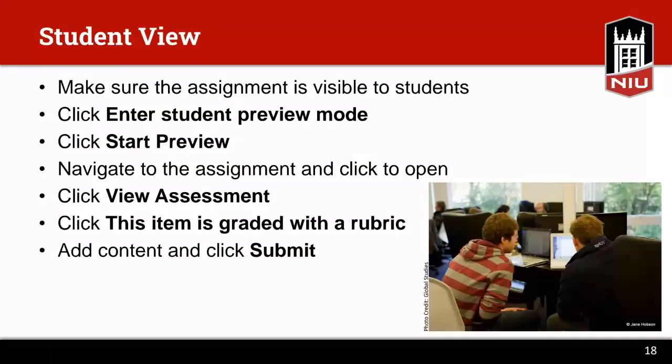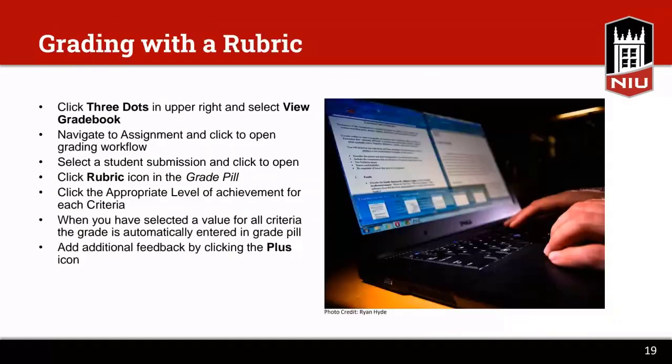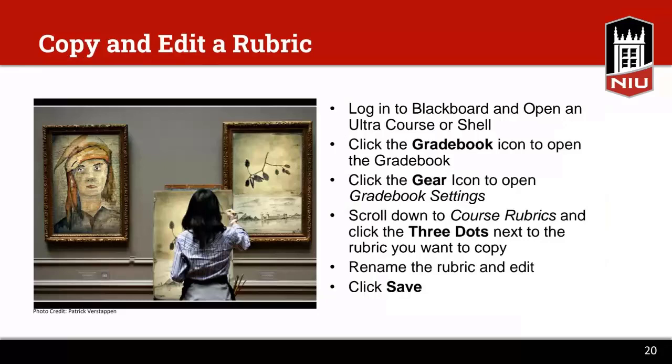From the student view, students will be able to view the assessment. They'll be able to see how the item was graded with a rubric. And then this right here is sort of a description of how to grade using a rubric that's associated with a particular assignment. Okay. And then right here, if we want to modify the rubric, we can copy and paste and edit an existing rubric, as long as that rubric has not been used in a grading process before. Once again, I will walk you through all of the steps to be able to do that.